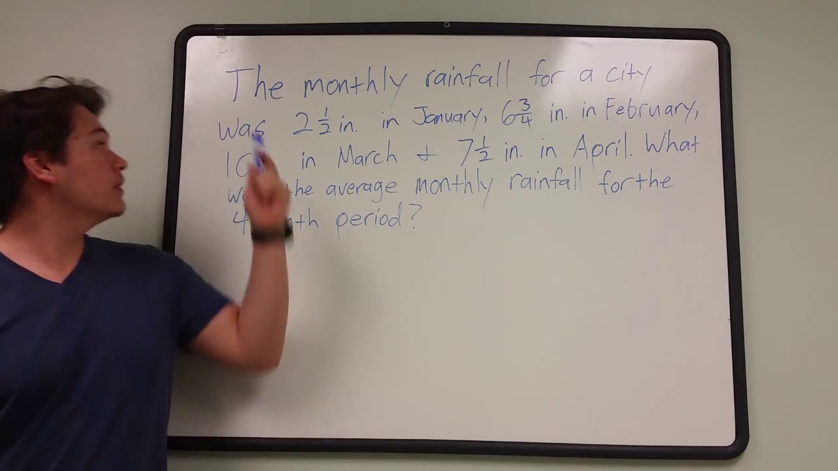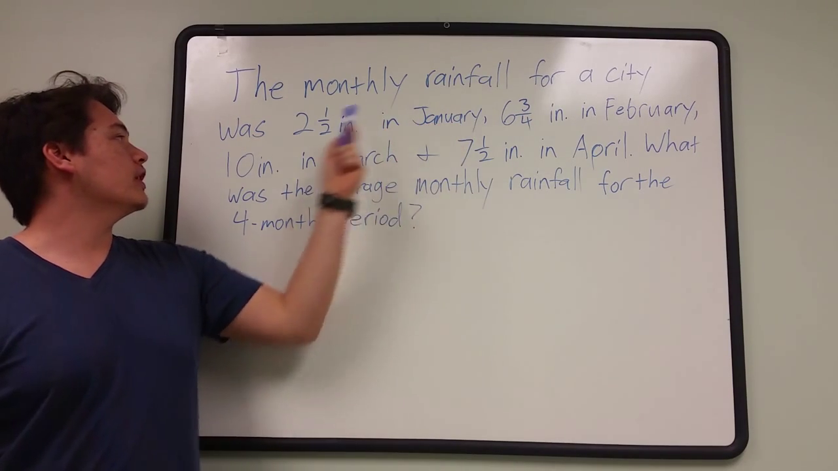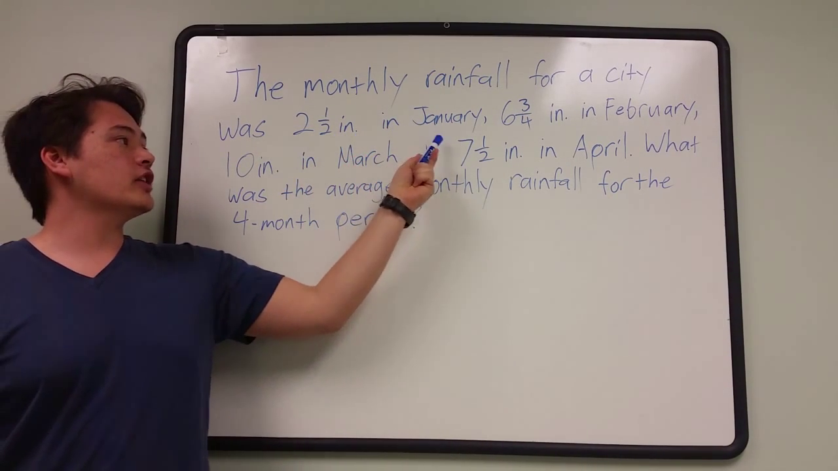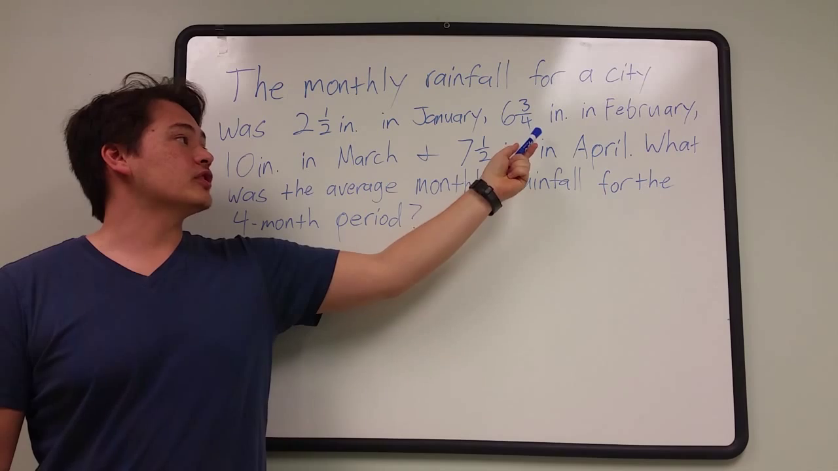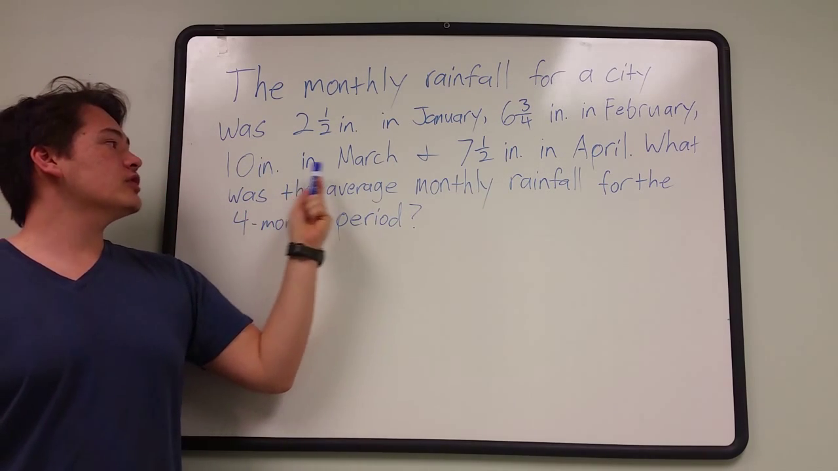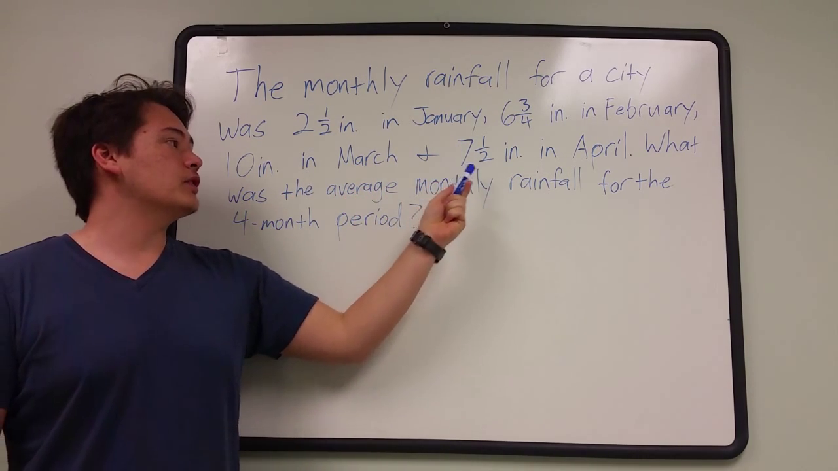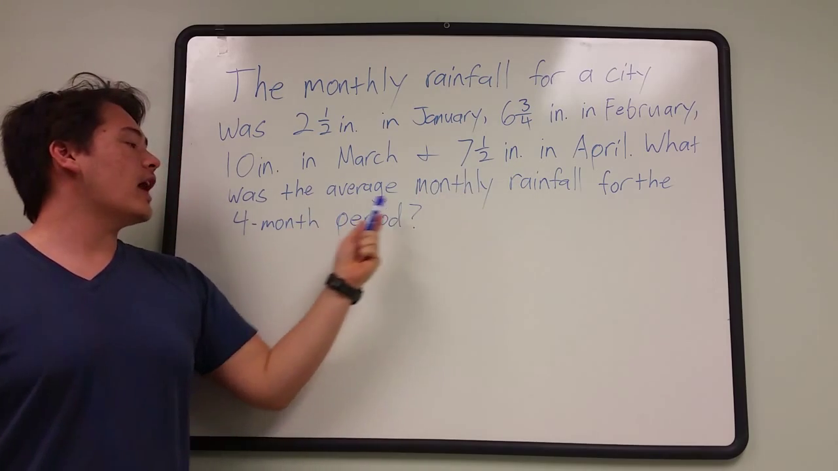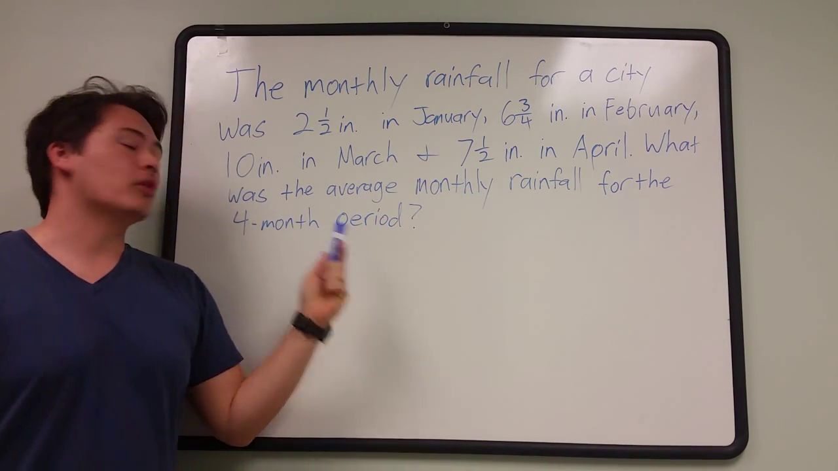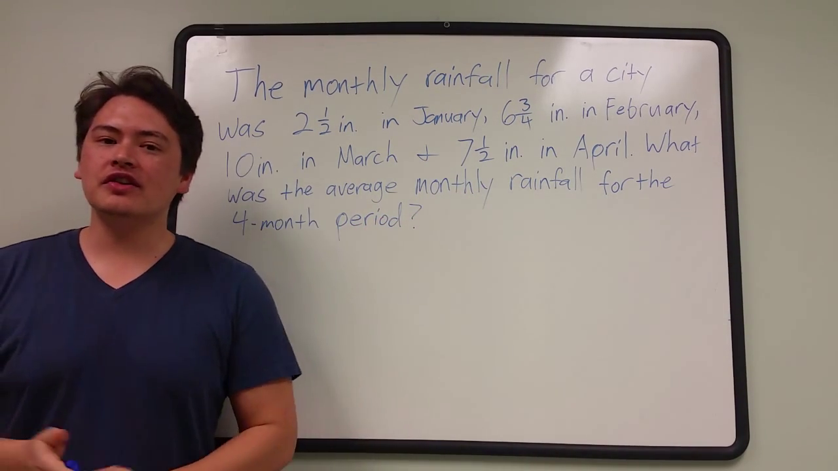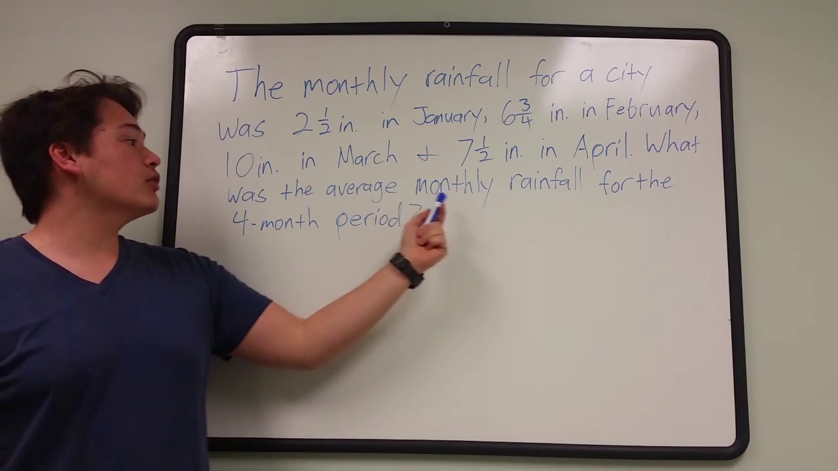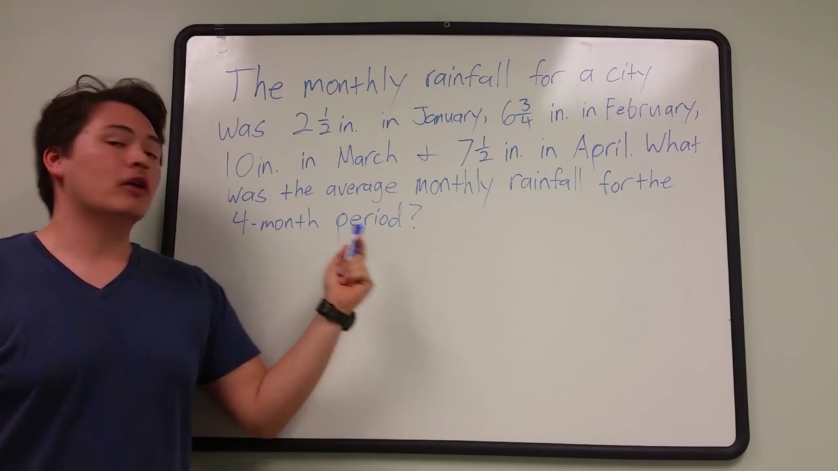This question states, the monthly rainfall for a city was 2.5 inches in January, 6 3/4 inches in February, 10 inches in March, and 7 1/2 inches in April. What was the average monthly rainfall for the 4-month period? So the question is asking, what is the average monthly rainfall for the 4-month period?